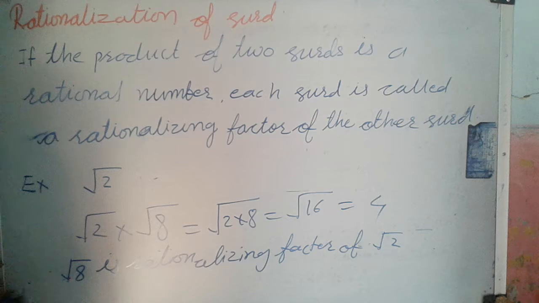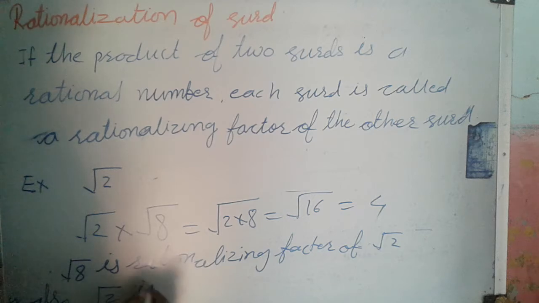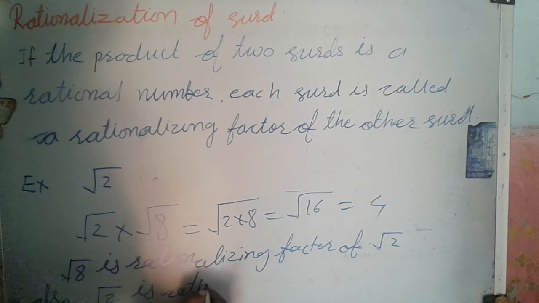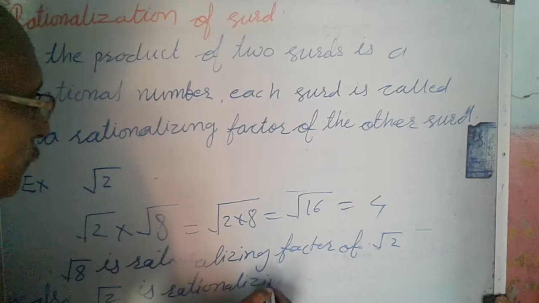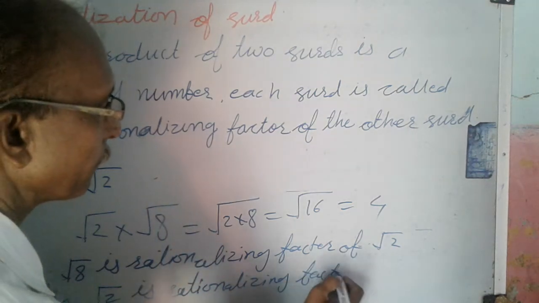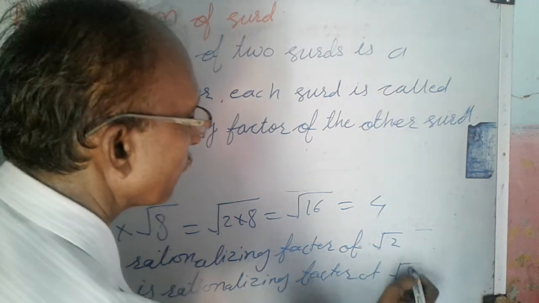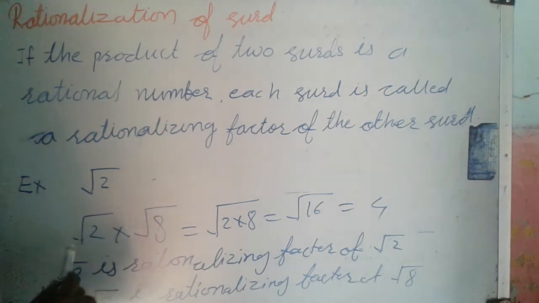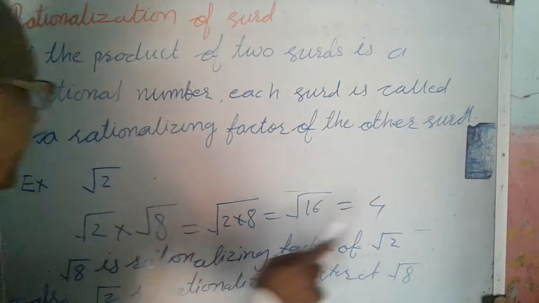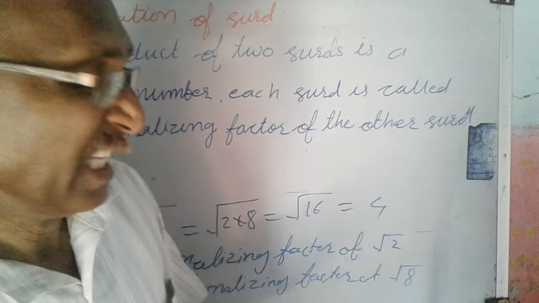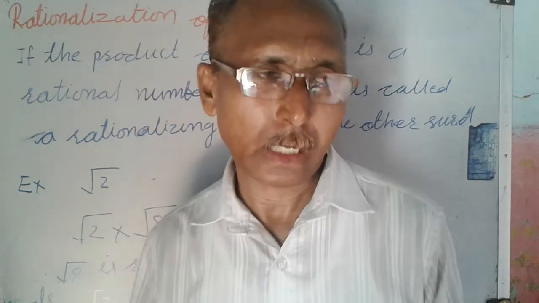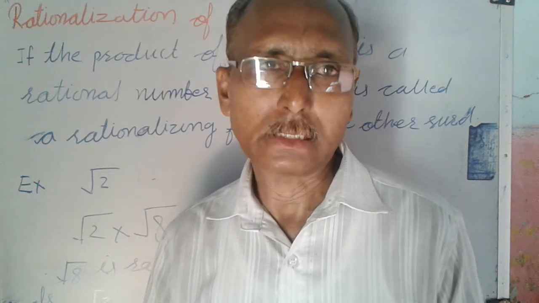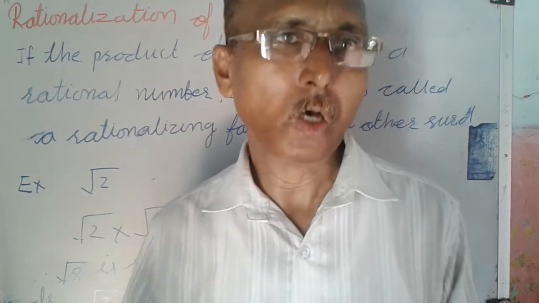That means both the surds are rationalizing factors of each other, because the product of both the surds is a rational number. That means if the product of two surds is a rational number, then each surd is called the rationalizing factor of the other surd.